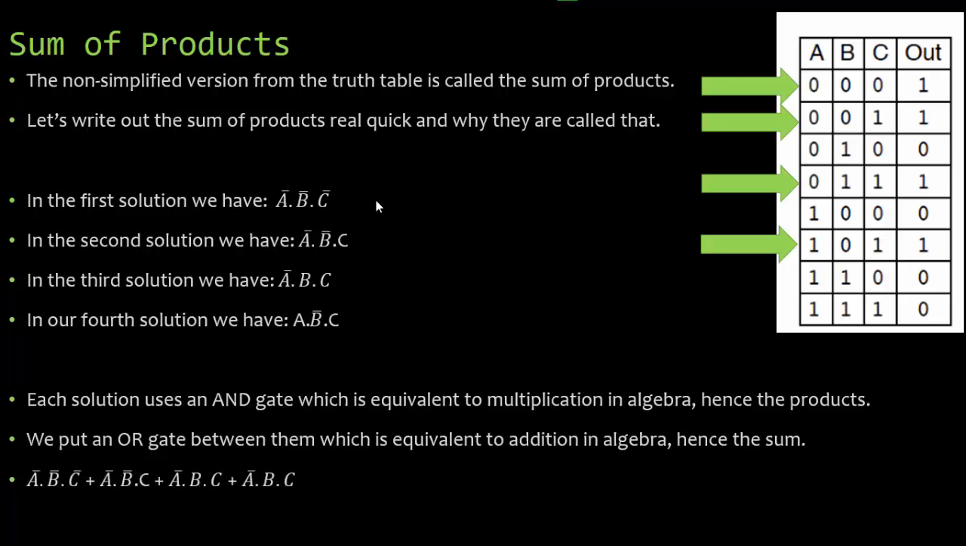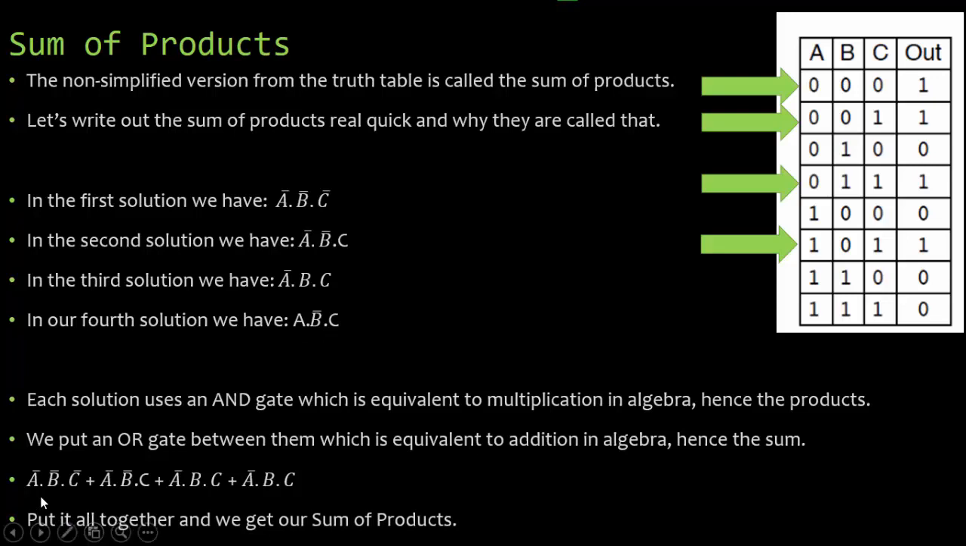and we get the sum of products. Not A, not B, not C, or not A, not B, and C, or not A, B, and C, or not A, B, and C. Actually, that should be A, not B, and C. That was a copy and paste error, because trying to get these lines over the top can be tricky, but this is what the fourth one should be, A, not B, and C. Put it all together, we get our sum of products.